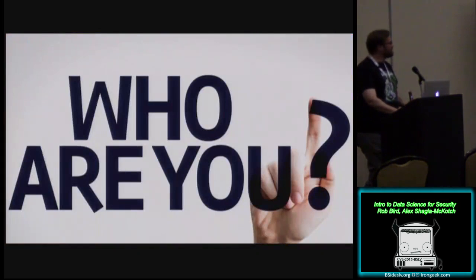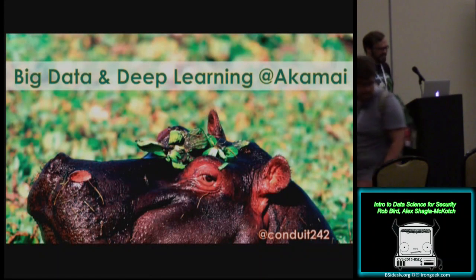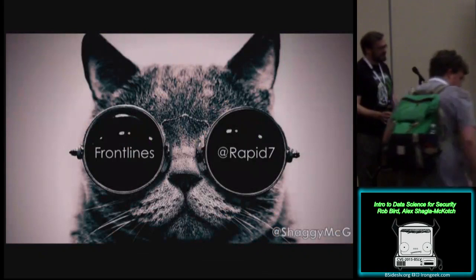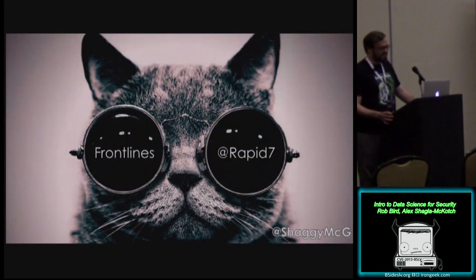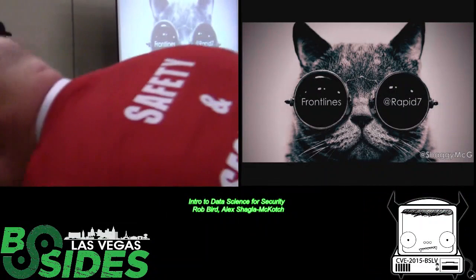So, just to begin, who are we? I'm Rob Bird. I work at Akamai. I lead big data architecture for our platform team and the deep learning research group there. We analyze about half the internet's traffic every day, and it's a lot of traffic. I'm Alex Shagla-McKotch. I work at Rapid7. I'm on the global services team.